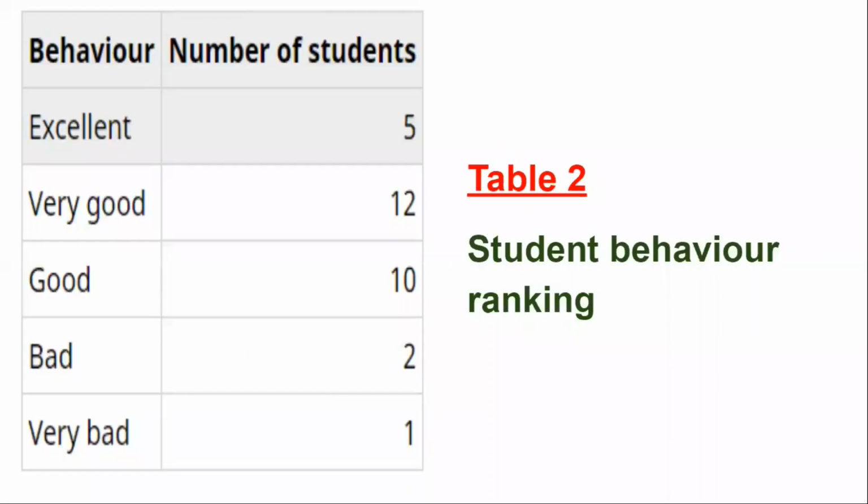So that's the table that presents some classroom student behavior ranking. As behavior, we have excellent, 5 students that were excellent. We have 12 of them were very good. We have 10 of them that were good, and 2 of them were bad, and only 1 person in the classroom was very bad, has very, very bad behavior.